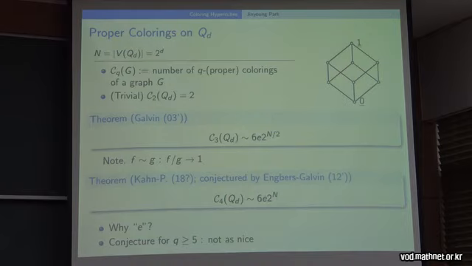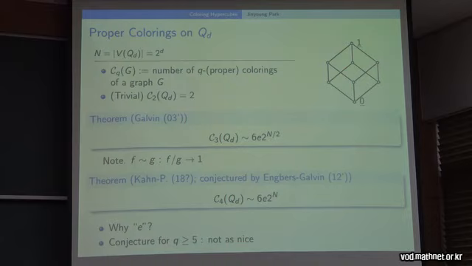The second question is, we talked about the number of 3-colorings and the number of 4-colorings, so what will happen if we have more than 5 colors? The conjecture for q bigger than 5 is given by Engbers and Galvin, but the formula is not as nice as for 3-colorings or 4-colorings. Those 2 theorems are quite pretty, but when q is bigger than 5, the formula is not as pretty. Are there any questions?